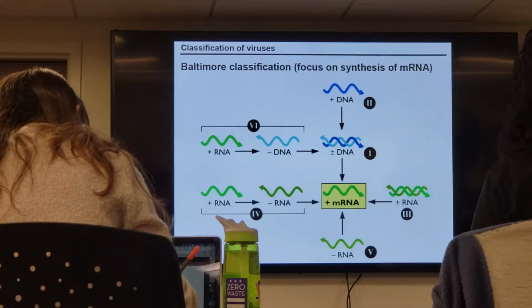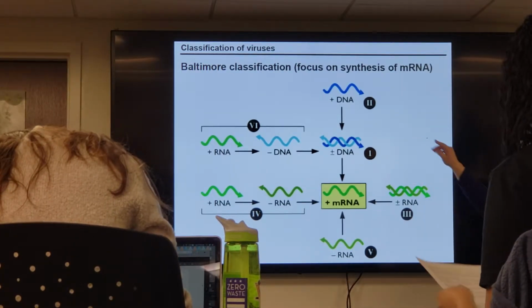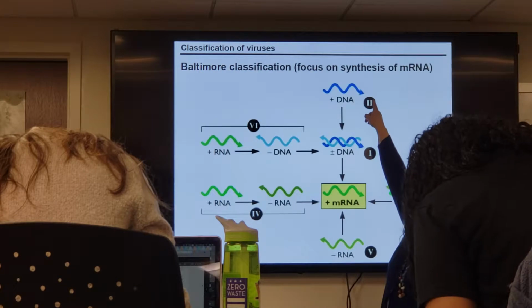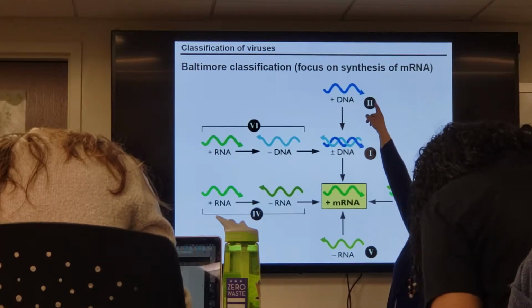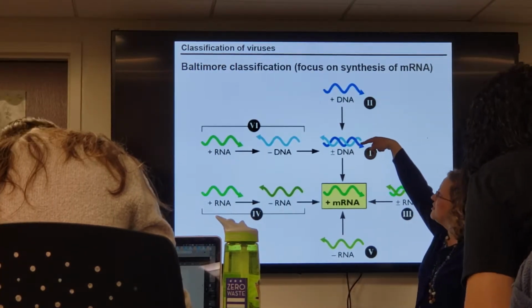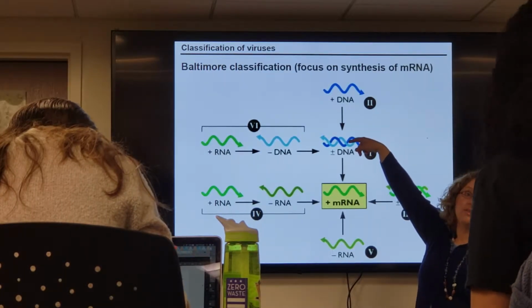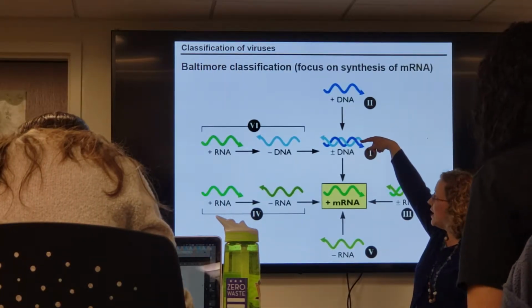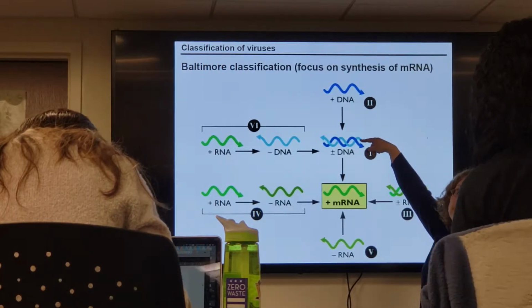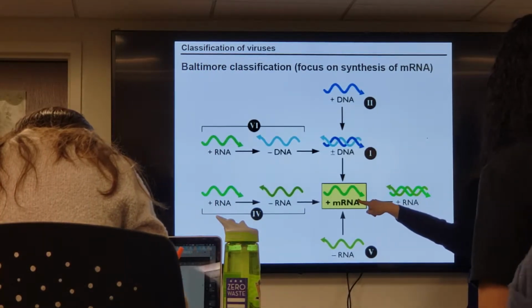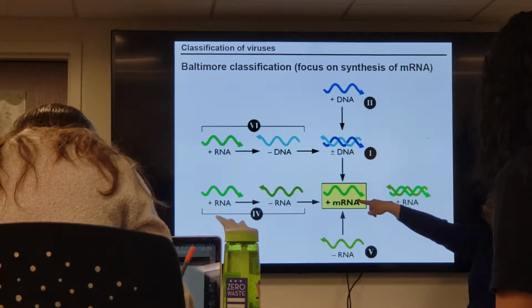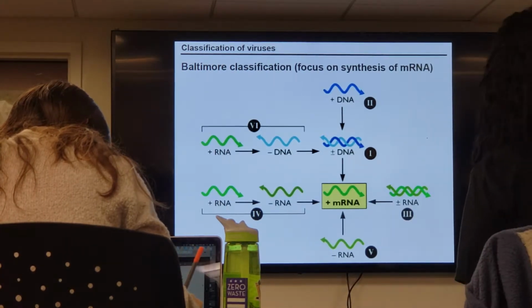Class 2 are our single-stranded DNA viruses. So these are our class 2 viruses up here, single-stranded DNA viruses. They have to go through an extra step to copy themselves, to replicate themselves and make a complementary strand to become double-stranded, and then they can be transcribed into mRNA. So that's our class 2 single-stranded virus.